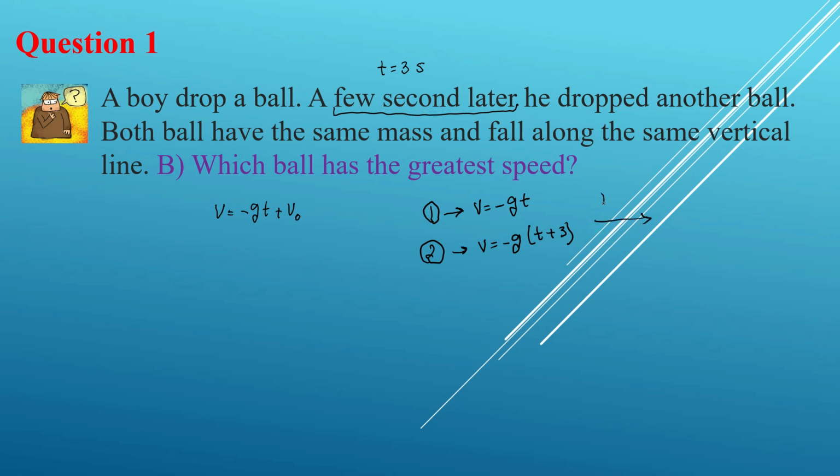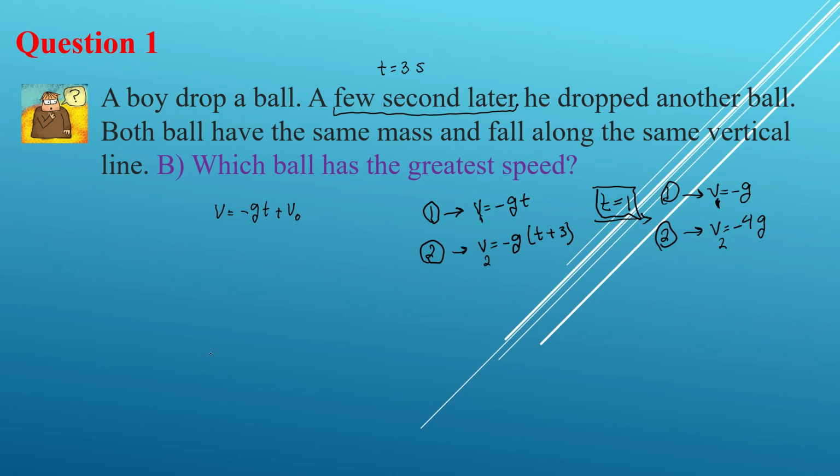Now what I'm going to do is give a value to t. So I'm going to say, okay, it's dropped at t equal to 1, right? I'm just assuming some value. Then for the first ball, my v is going to be minus g, right? And for the second ball, my v is going to be minus 4g, right? Let's call them v1 and v2.